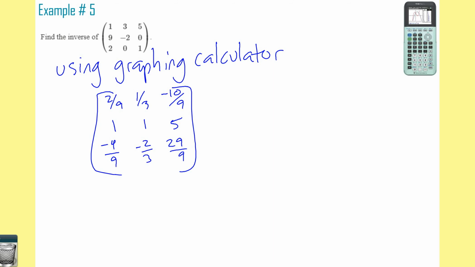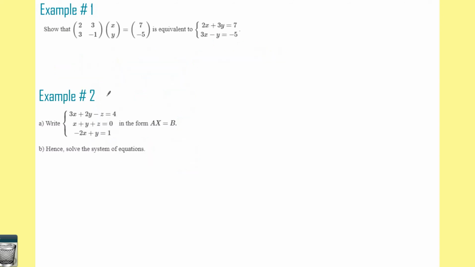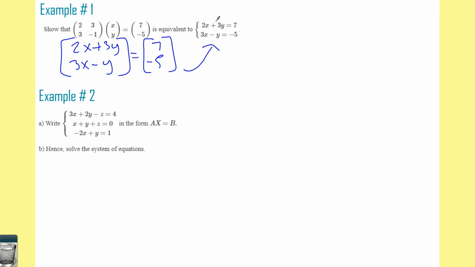Okay, I'm not picky here. I want to make sure you know how to use your graphing calculator. Okay, so take advantage of that. They're not going to be expected to do this by hand. So for here, you just want to show that we can write this as an equation. So when you multiply this out, well, yes, 2x plus 3y, that becomes 3x minus y, and we have equals 7, negative 5. So there we can see that's how we get those equations.